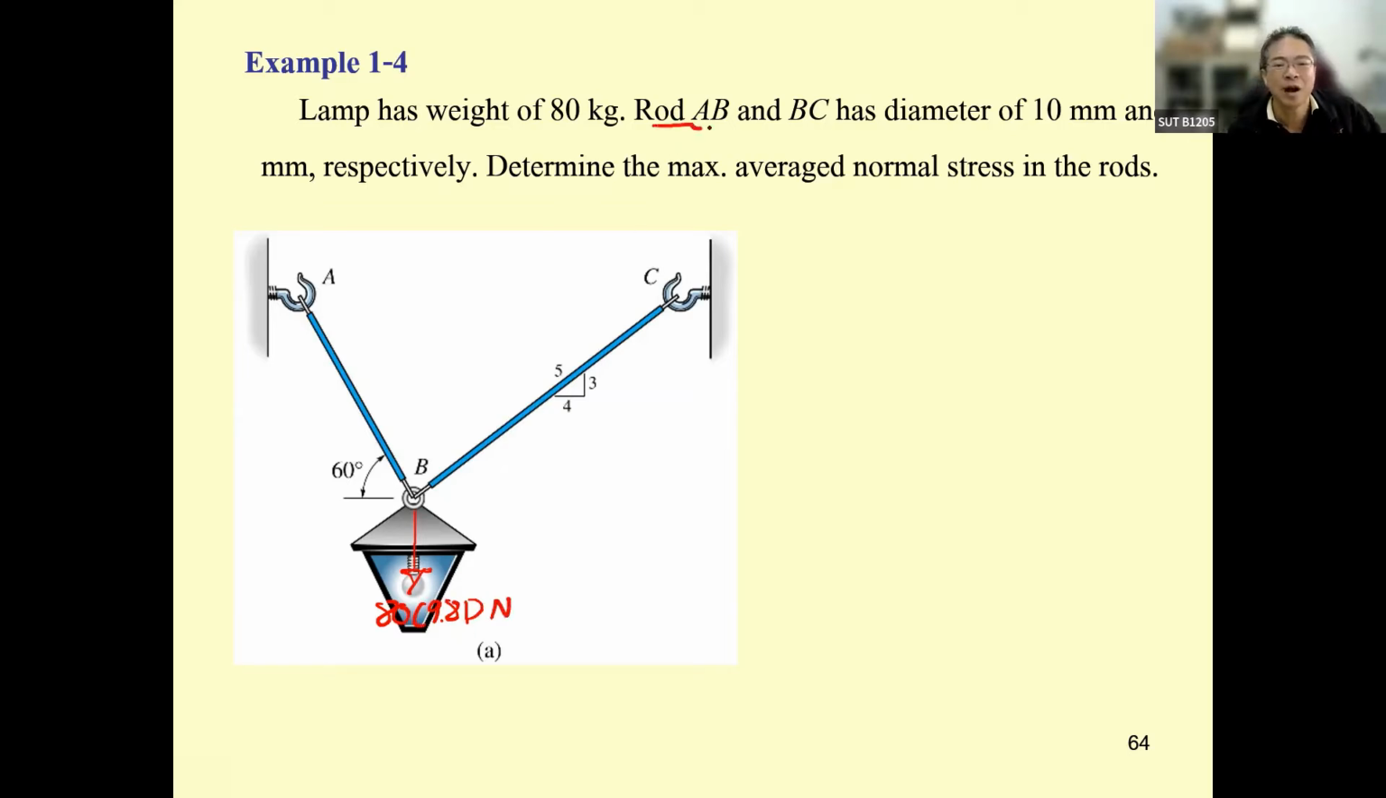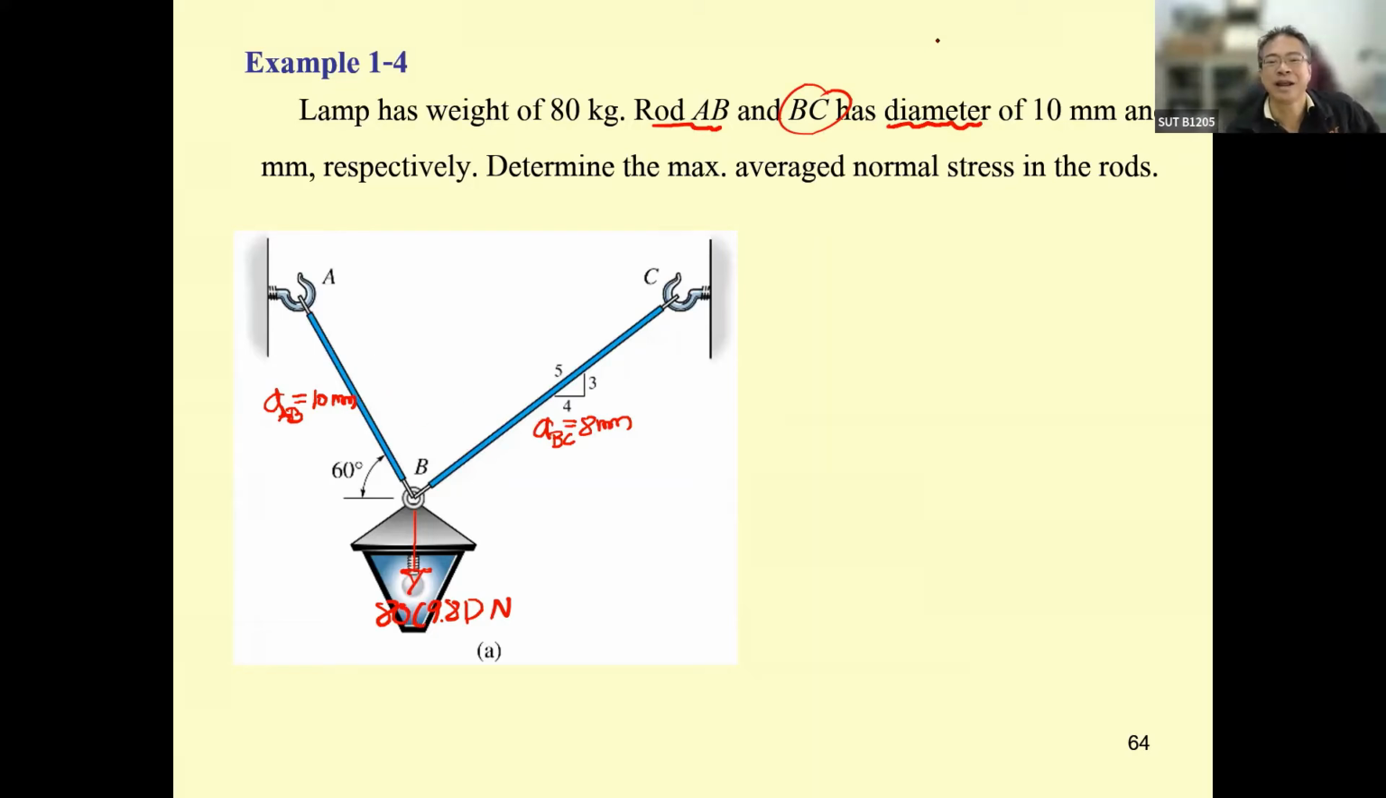And then the rod AB is here. That has the diameter, we use D to be the symbol of this diameter, and this is 10 millimeter. Then we come to the BC. This is D sub BC equal to 8 millimeter. BC is smaller. Okay, AB is larger.